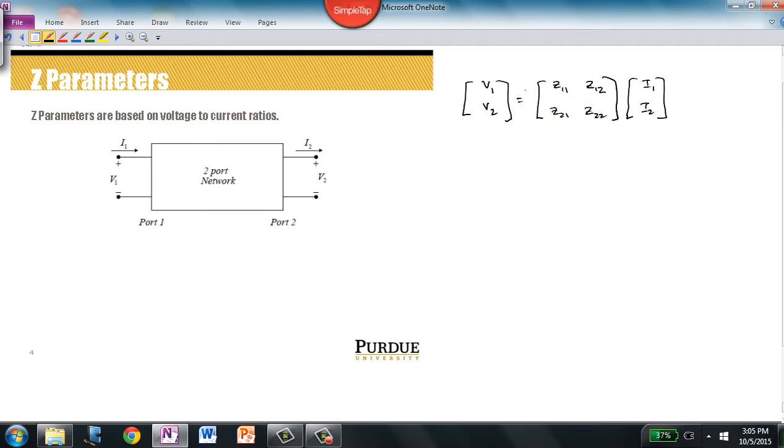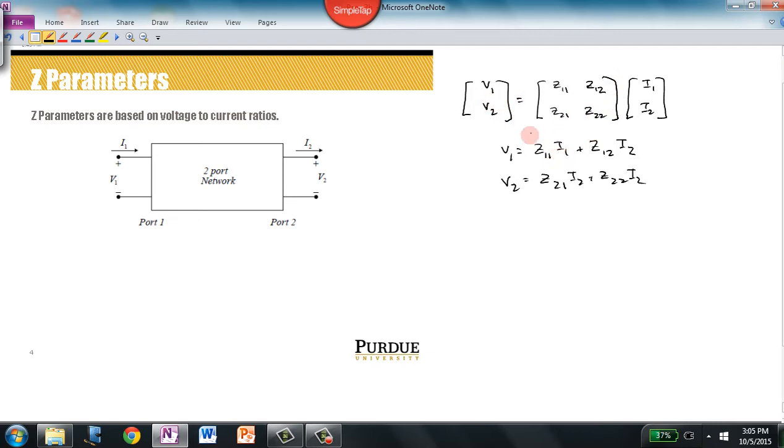is two equations with two unknowns, and these quantities are known. So we've got V1 equals Z11 times I1 plus Z12 times I2. The second equation is that V2 is equal to Z21 times I1 plus Z22 times I2. So these are equivalent ways of writing the same thing.